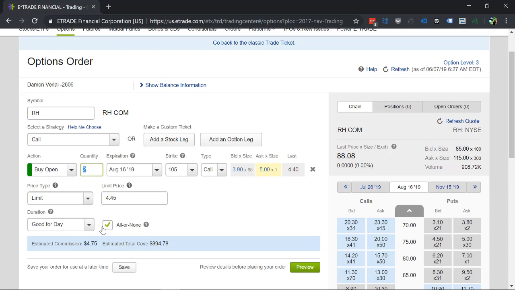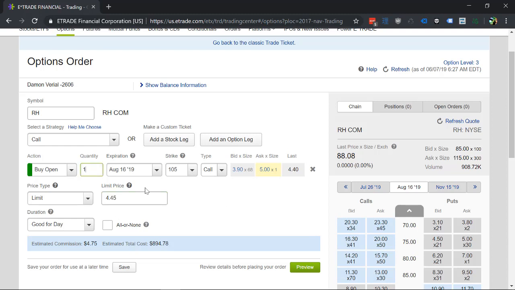But if you select all or none, that means you don't accept a single order. So if one seller is saying he'll sell it to you, but no one else is going to sell it to you, and you want 2, well, all or none says you reject that order. Not clicking all or none says you buy one of them, and you wait until another person is willing to sell you at this price.